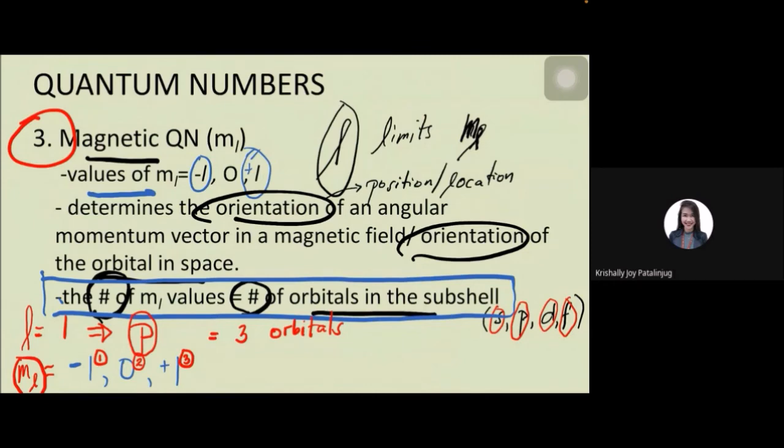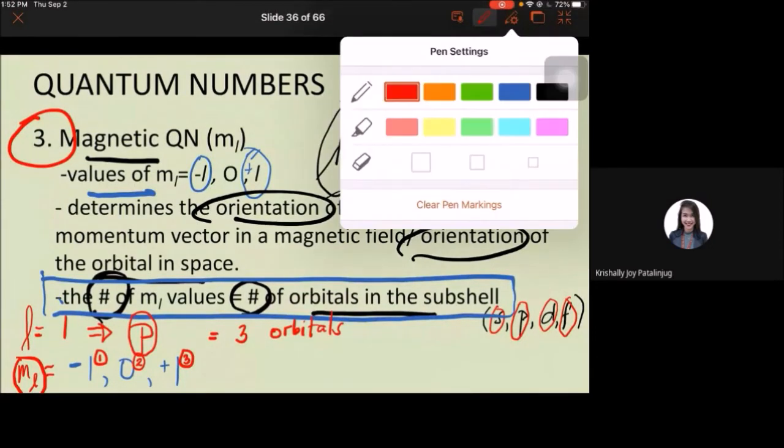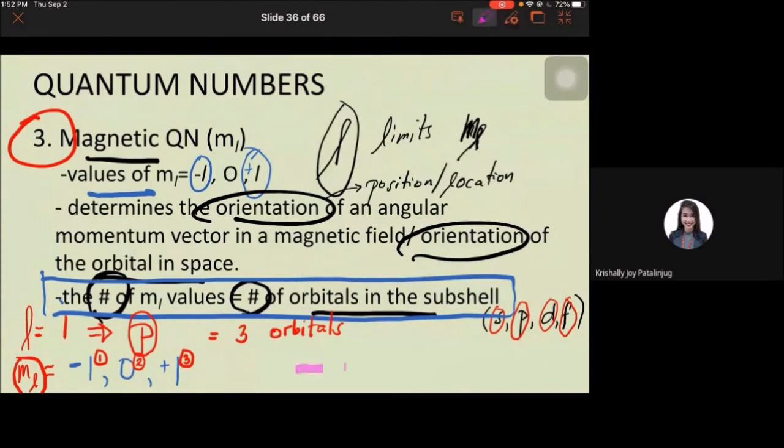Okay, merong isa, negative 1, merong isa, 0, merong isa, positive 1. So tatlo yung lahat ng value. O, ano yung sabi ko kanina? Per orbital, ilan yung maximum of electron na dapat mag-occupy? Sabi ko kanina, sa isang orbital, dalawa lang yung maximum.